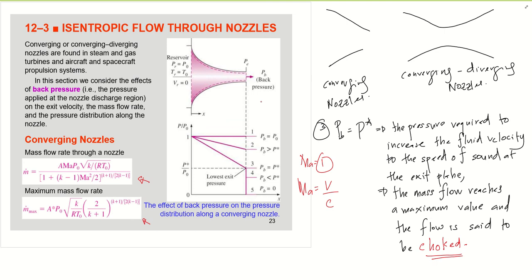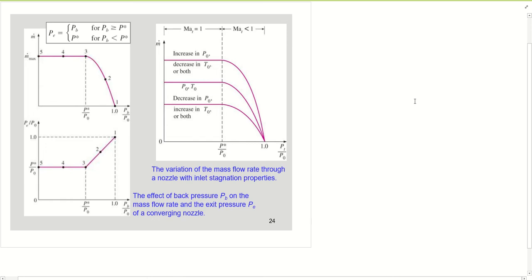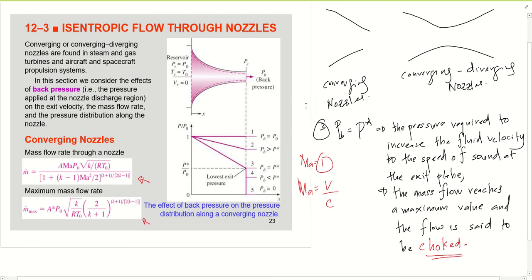For the next slide, we want to identify the mass flow rate and also the exit plane pressure. As you can see here, this is point 1, point 2, point 3, point 4, and point 5, which is the same as here, point 1, point 2, point 3, point 4, and point 5.